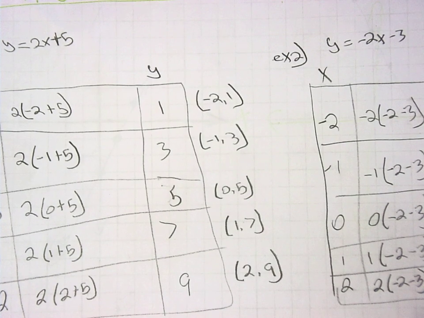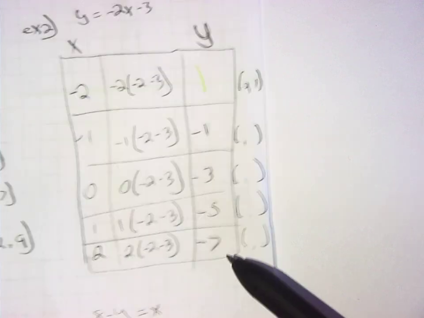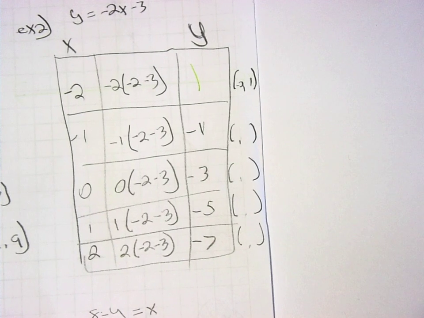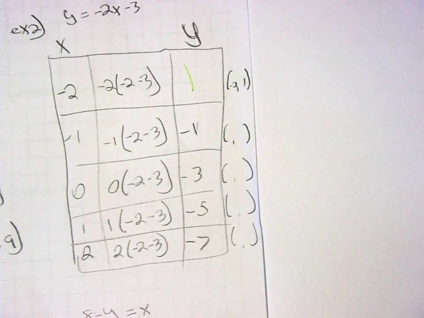How about this one? 1, 3, 5, 7, 9, right? And this one is +1, -1, -3, -5, -7. It's going down by 2s. Everybody see that there's a pattern here? So when you have something like that, it is pretty easy. What's hard about it is when you don't have inputs that are in a row.